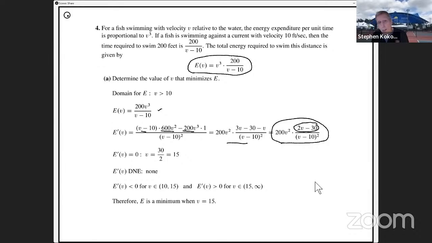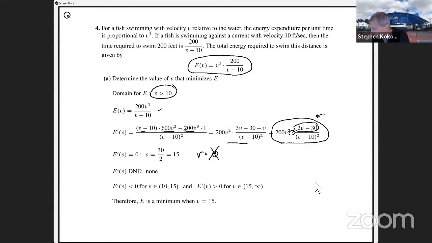So let's see, what are the critical values here? Where is that derivative equal to 0? Well, the derivative is equal to 0 where this expression is 0. That would be 30 divided by 2, or 15. And I'm going to add in a little bit over here, and then I'm going to cross it out. It's also 0 at v equals 0 because this is a product. How do you make a product 0? Only if one of the terms is 0. But we know that 0 is not in the domain here, so we don't have to worry about that.